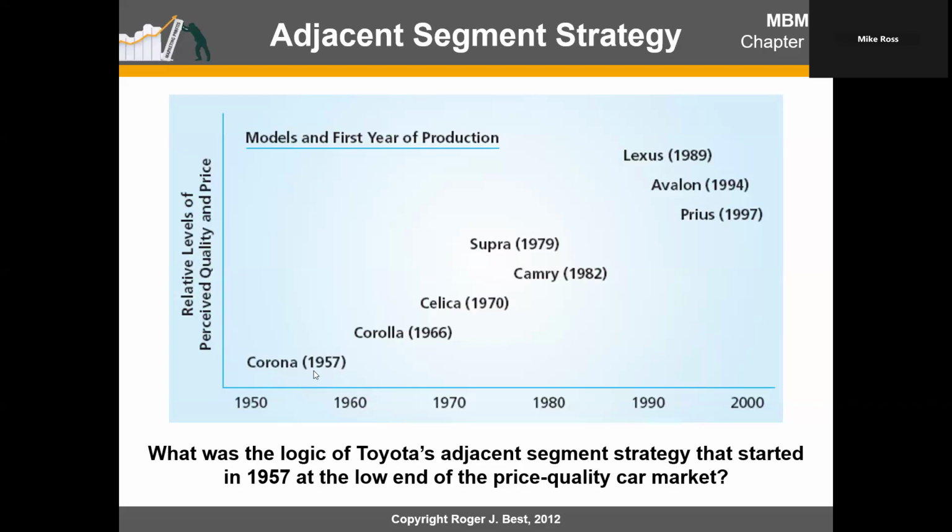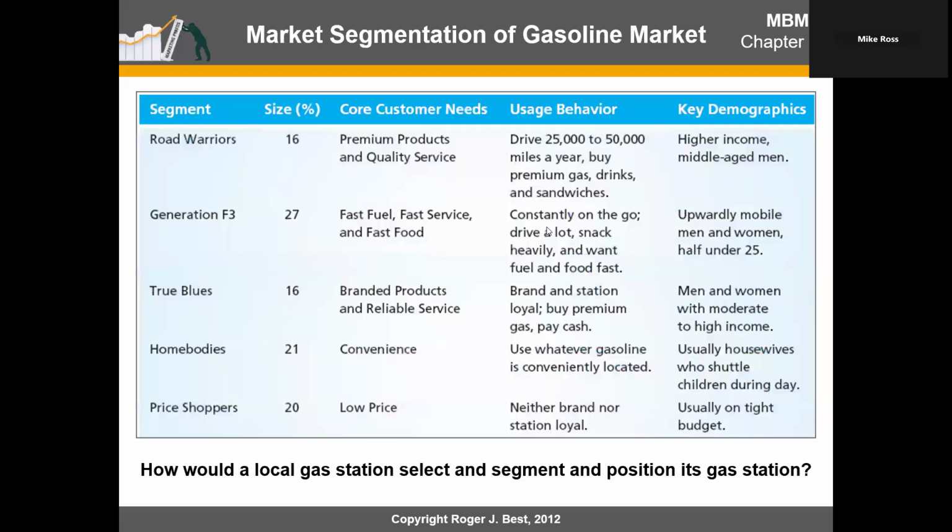All right, so we started from basic all the way up to, hey, there's a segment around, I don't mind paying $80,000 for a car versus 50 versus 30, right? So Toyota was able to basically capitalize on each one of these subsegments.